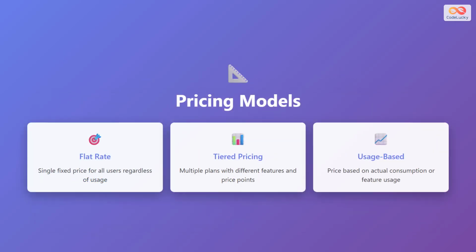There are three main pricing strategies for subscriptions. Flat rate pricing means everyone pays the same price regardless of how much they use the service. This is simple but might not suit all customers. Tiered pricing offers multiple plans at different price points with varying features. Customers choose the plan that fits their needs and budget. Usage-based pricing charges customers based on their actual consumption. The more they use, the more they pay, which can feel fair but varies monthly.